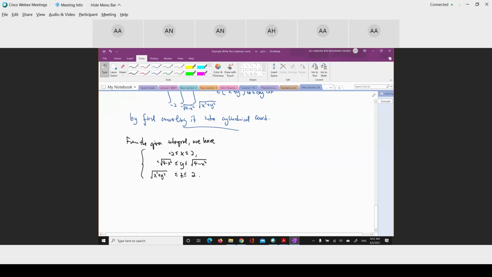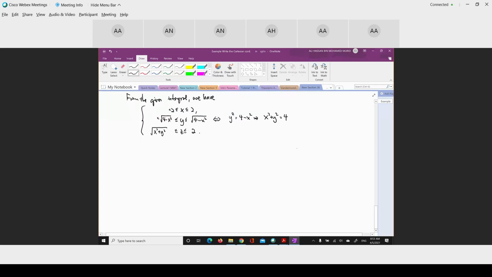You can see from the inequality for y, it is related to the circle, isn't it? If you square, you get y squared equal to 4 minus x squared, which is the circle x squared plus y squared equal to 4. So you know the bound for y is related to the circle. What about z here? What is the shape of z equal to 2? It is a plane, right? And z equal to square root of x squared plus y squared, remember? What is that shape?